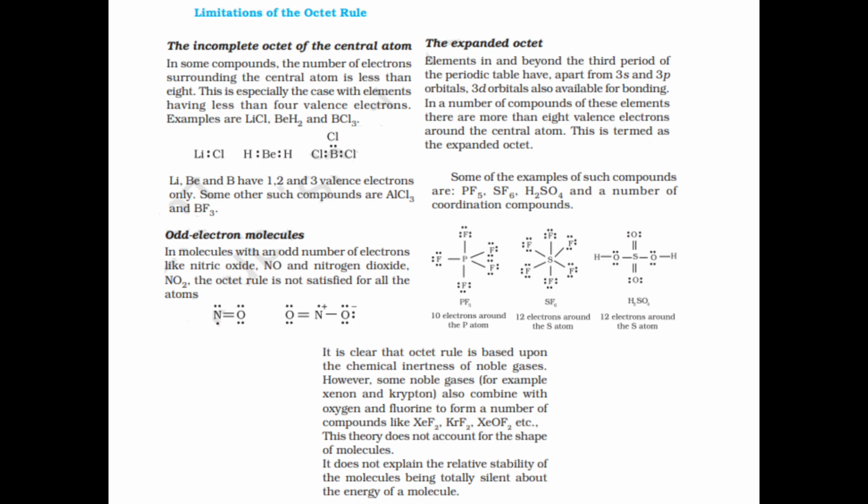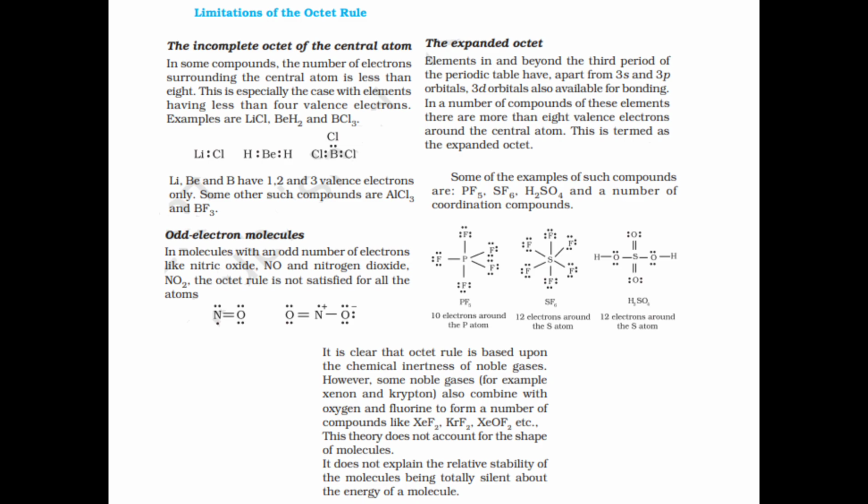Limitation of the octet rule: the incomplete octet of the central atom. In some compounds, the number of electrons surrounding the central atom is less than 8. This is especially the case with elements having less than 4 valence electrons, for example LiCl, BeH2, BCl3. Lithium, beryllium and boron have 1 to 3 valence shell electrons only.